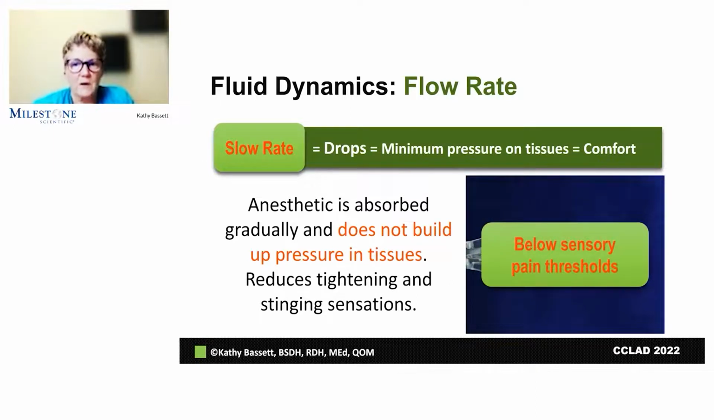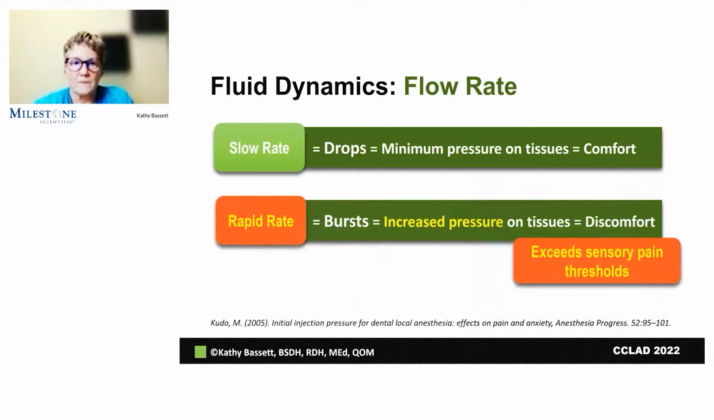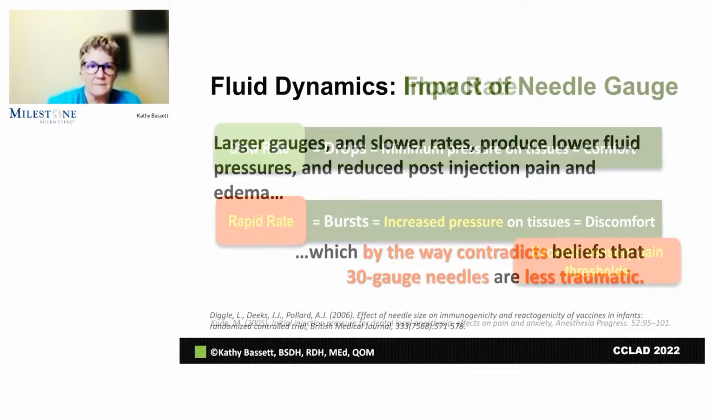Again, that stays below firing thresholds. A slow rate is going to give us that minimum pressure and be really comfortable in tissues. The rapid rates create bursts that create increased localized pressure in the tissue and increase discomfort, and that's going to exceed the sensory pain thresholds, and patients will perceive that.